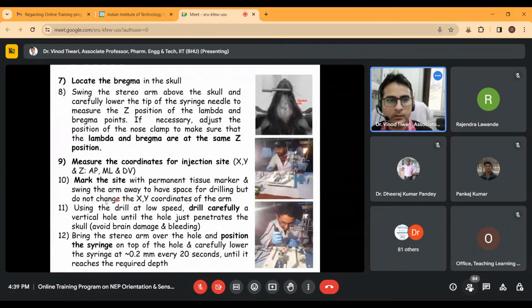Okay. Then the second coordinate is medial lateral. Medial lateral means you can go either to the left or to the right. If you go to the left, it will be plus. If you go to the right, it is minus. And then the last one is the DV.